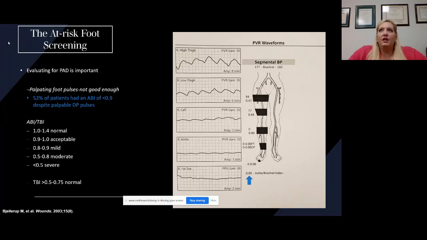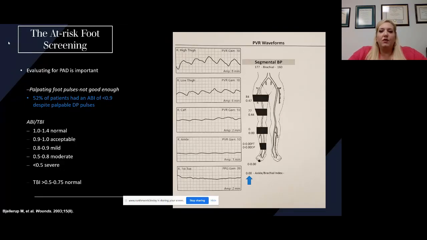And then in some cases, we can get back a report that says the vessels are non-compressible. I'm sure you guys have all experienced that. When you send a patient for an ABI and it comes back non-compressible, that means that their calcified vessels couldn't be compressed, so they couldn't calculate an ABI. So that's why I advocate for not only an ABI, but also a TBI, a toe brachial index.